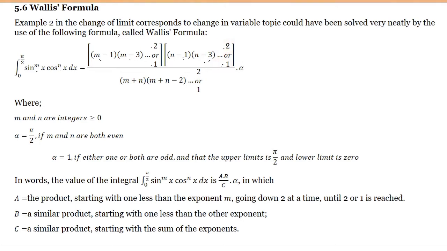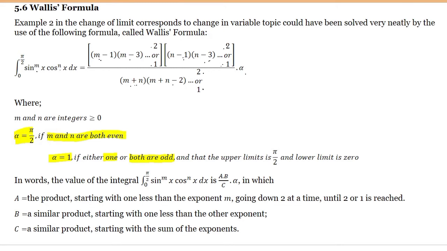And for the denominator, we start with the sum of the exponents, m plus n, then m plus n minus 2, minus 4, minus 6, minus 8, until you reach 2 or 1, and multiply with the alpha. And what is the value of alpha? Alpha is equal to 1 if either one or both are odd, and alpha is equal to pi over 2 if m and n are both even.